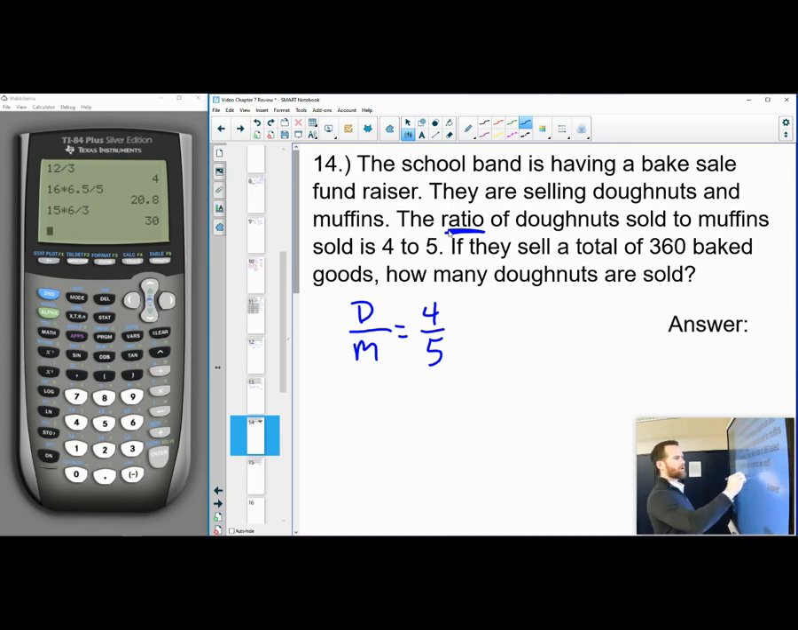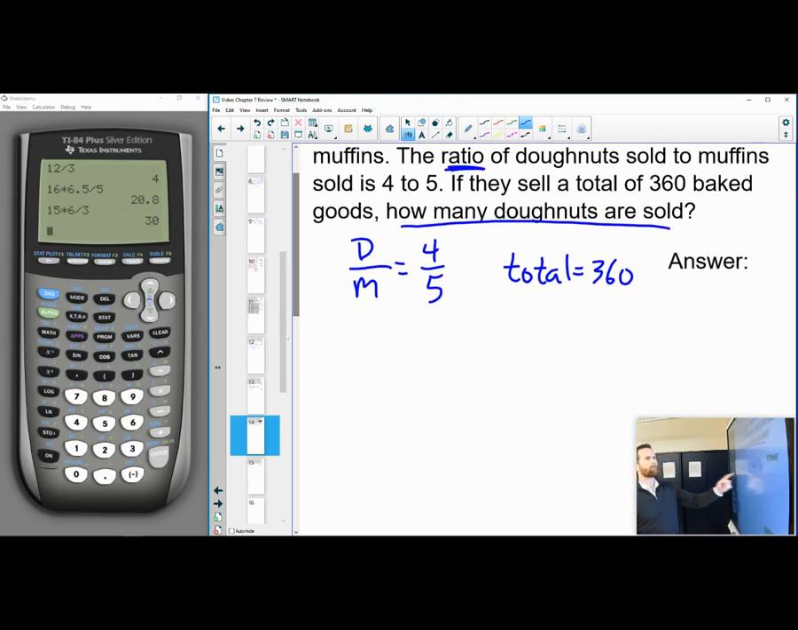If they sell a total of 360, we've got to find how many donuts. Okay, so we're trying to find the donuts. Whenever you have a problem like this, as soon as you see the word ratio, that should be jumping off the screen at you. Hey, you can make a proportion.